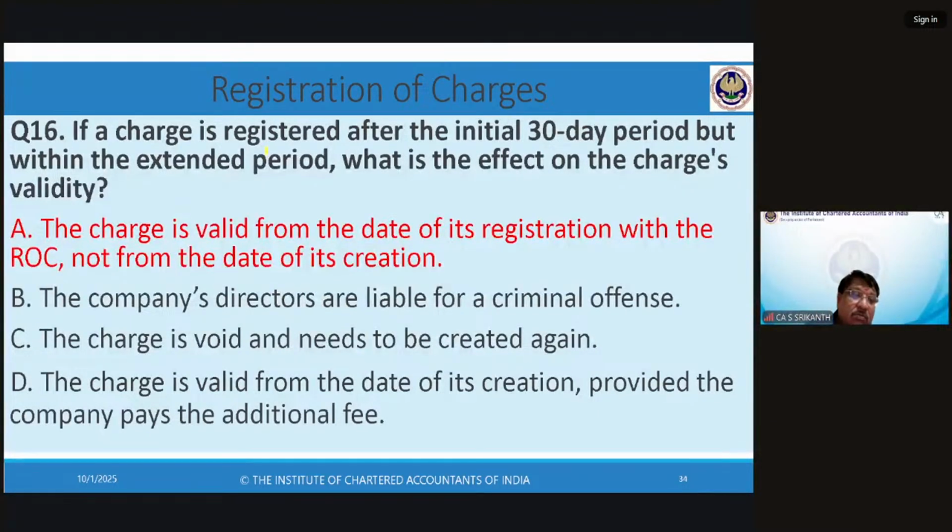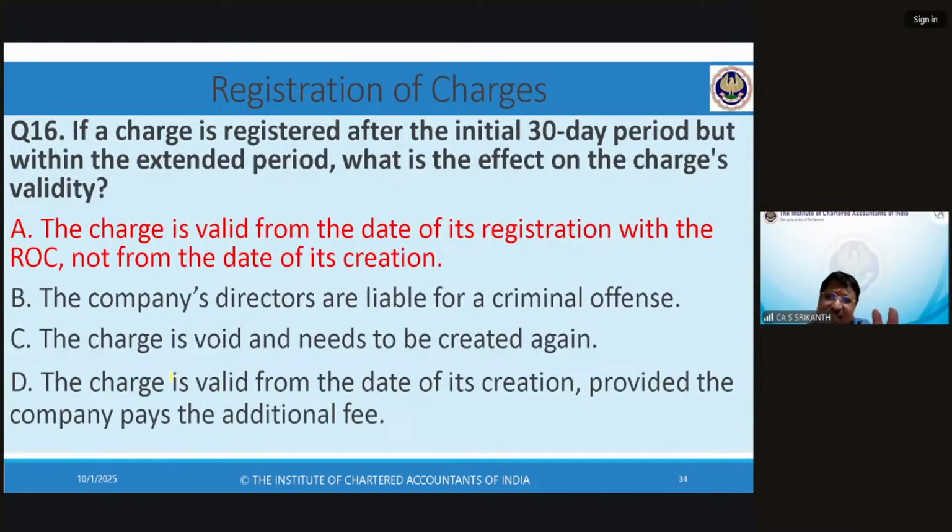Be careful. Be careful. See, if you are highly standing for D, I have absolutely no problem. But why am I not giving D? Because suppose there is another charge, then this D is not valid.